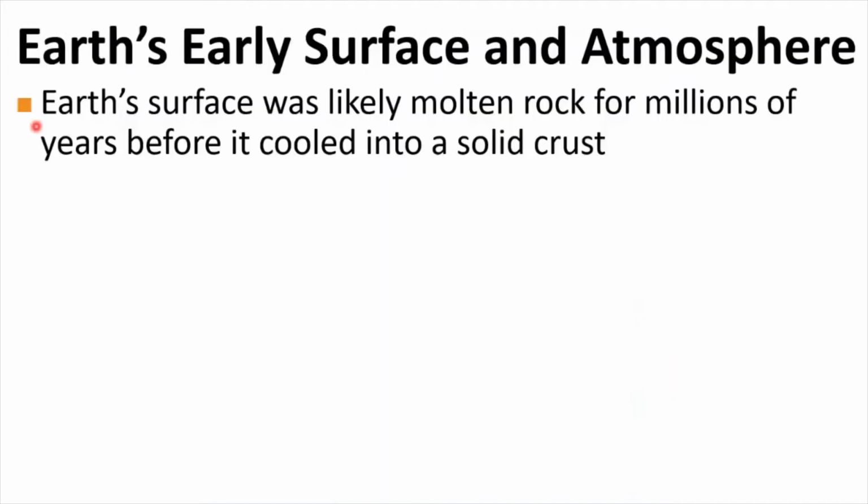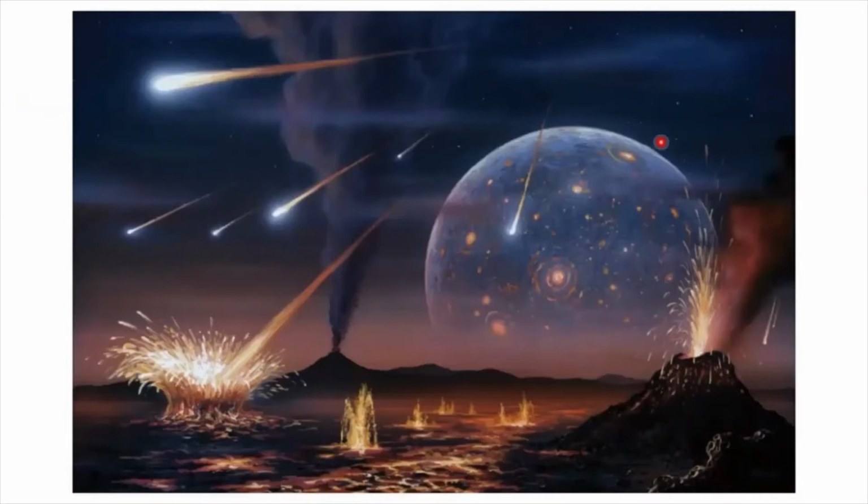Now, what did the Earth's surface look like? It was likely molten for millions of years before it cooled into a solid crust. And this is just a paleoartist reconstruction of the Hadean. Now, there's some meteors that are coming down. There's lava. Now, early Earth was molten, and the surface of the Earth probably was a lava ocean.